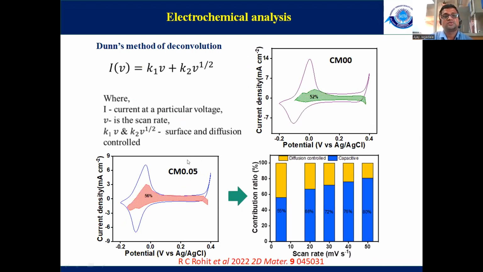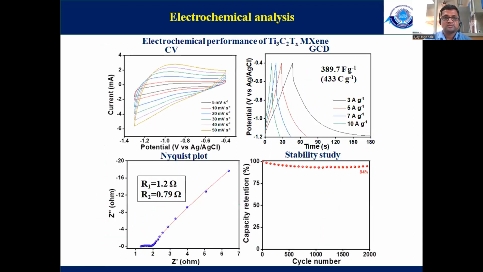Dunn's method is used for deconvolution to find out the capacitive and diffusion-controlled contributions of the electrode material. Here the capacitive contribution is increased by 4%. For the unmodified electrode, the capacitive contribution was only 52%, but when the electrode is modified with 0.05 milligram per centimeter square, we got 56% contribution from capacitive. This is a very important study through which one can prepare materials with more capacitive character, and we can combine them to fabricate a hybrid supercapacitor.